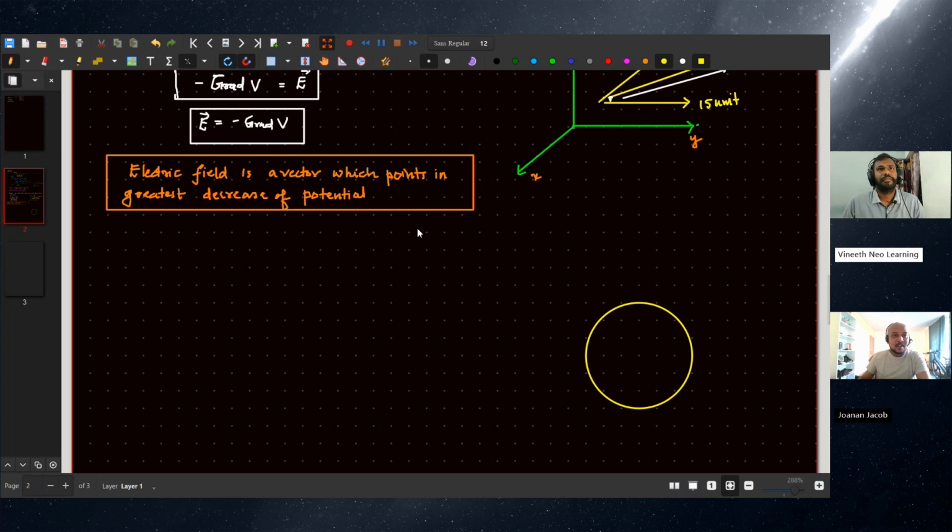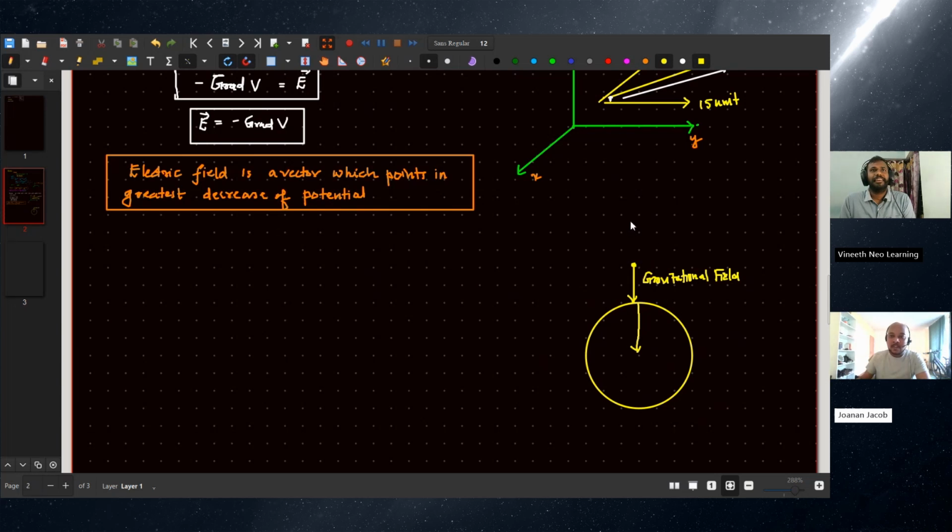So this is the Earth, and the gravitational field will always be towards the center of the Earth. That we already know, and this is the direction of the greatest decrease in the potential of the gravitational field. This will be the direction of the gravitational field, just like gravity, and this will be the direction.